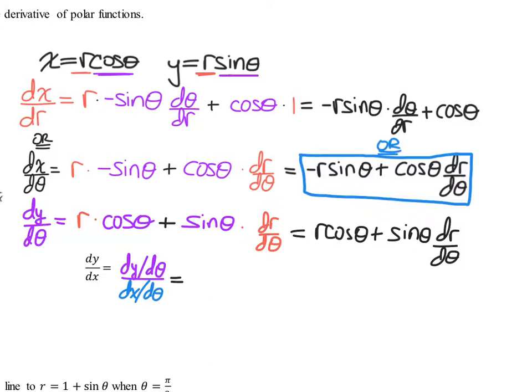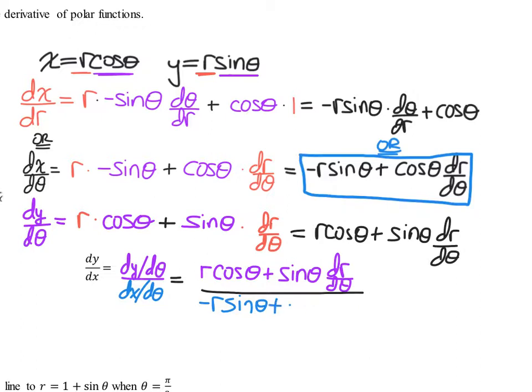So we're looking at r cosine theta plus sine theta, dr d theta, and then the denominator would be negative r sine theta plus cosine theta, dr d theta. And really, there's no simplifying this any further. That's your formula.